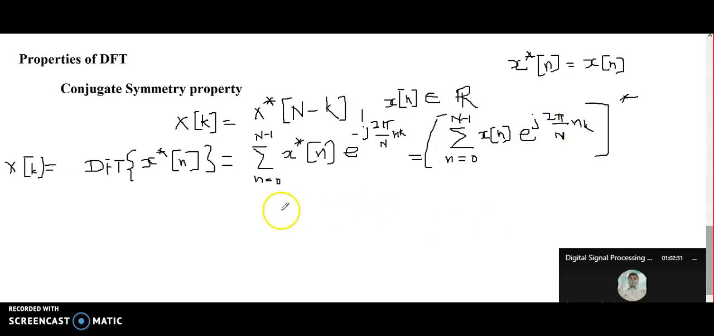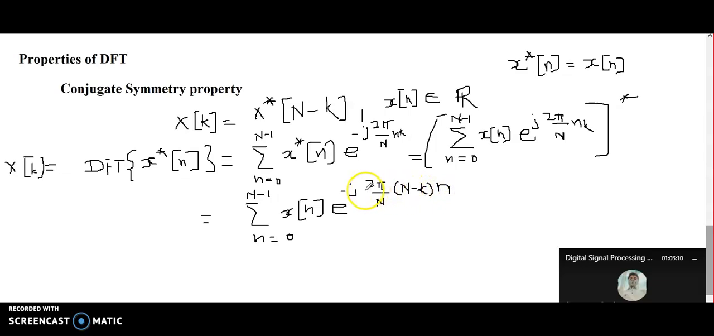Okay, and we also know that it is periodic. E raised to power j theta is periodic, therefore we can write it to be like this also, summation n from 0 to n minus 1, xn e raised to power minus j 2 pi by n, and n minus kn.